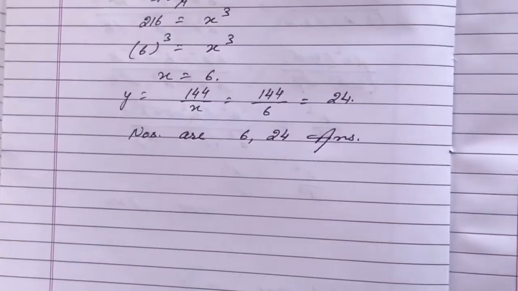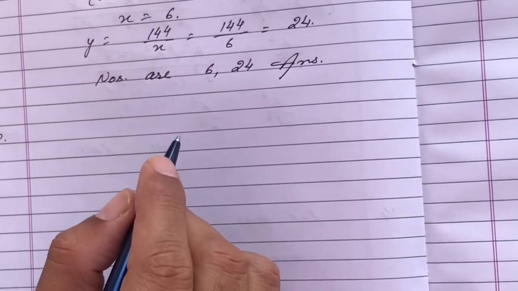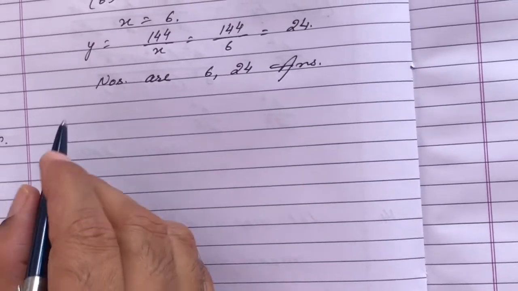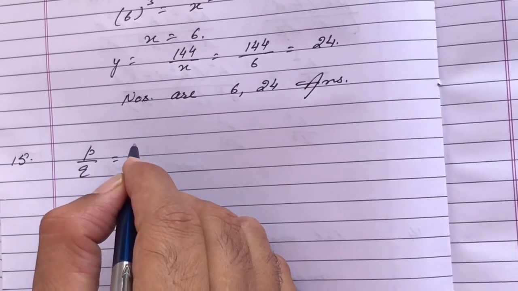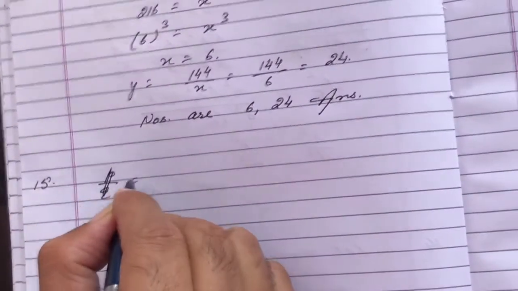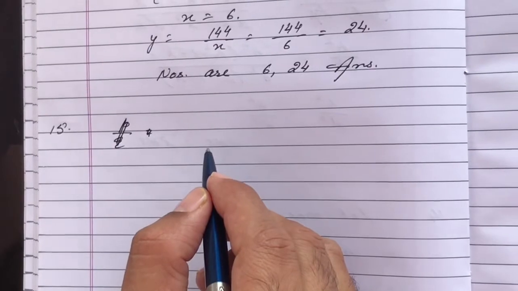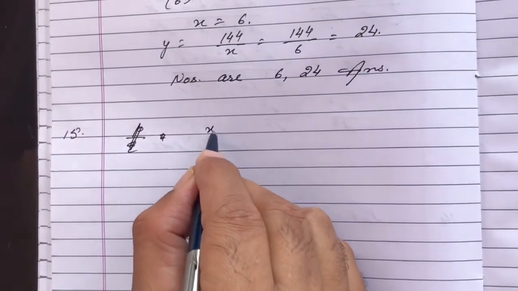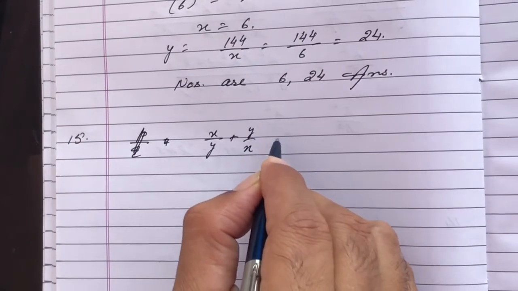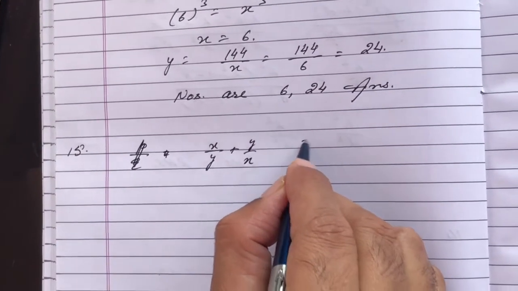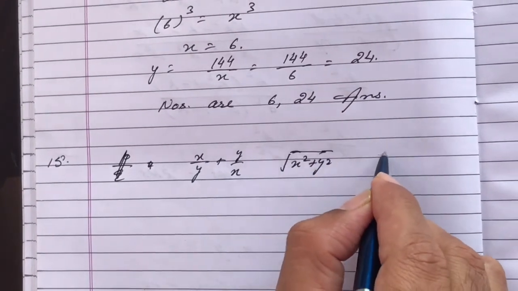Question number 15. P ratio Q, P upon Q is equal, question number 15, not 16. 16 is solved. Question number 15 is find the third proportional to xy plus y upon x, then x square plus y square.